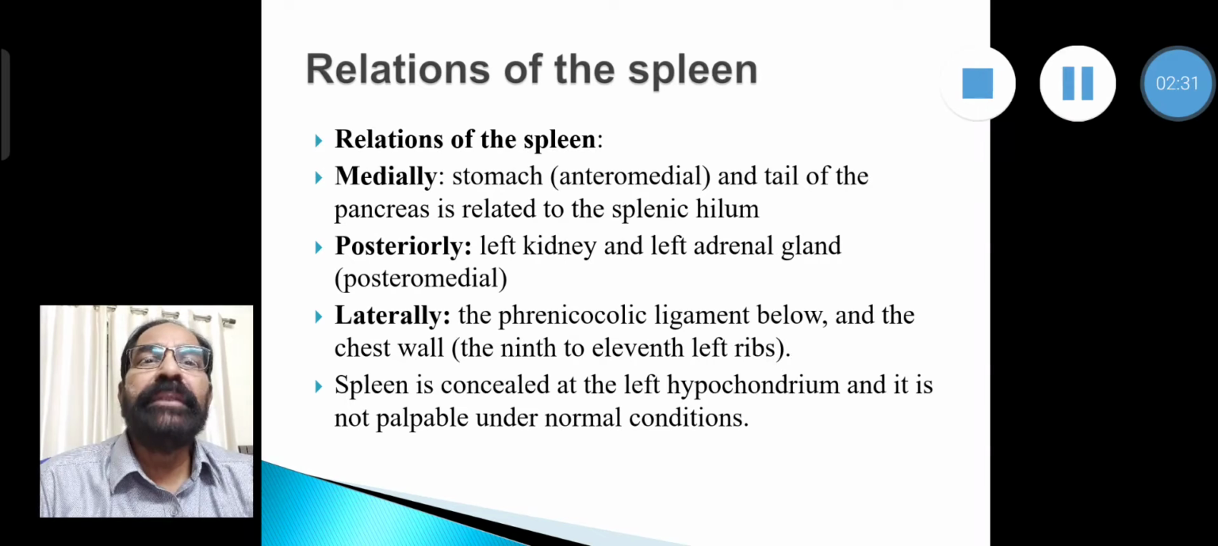Relations of the spleen: medially, stomach and tail of pancreas; then posteriorly, left kidney and left suprarenal gland; laterally, it is the 9th and 11th ribs. The spleen is concealed at the left hypochondrium and is not palpable under normal conditions.